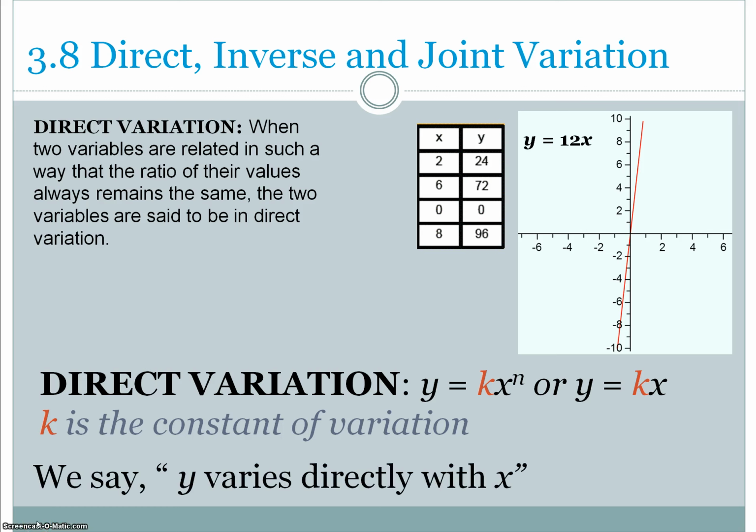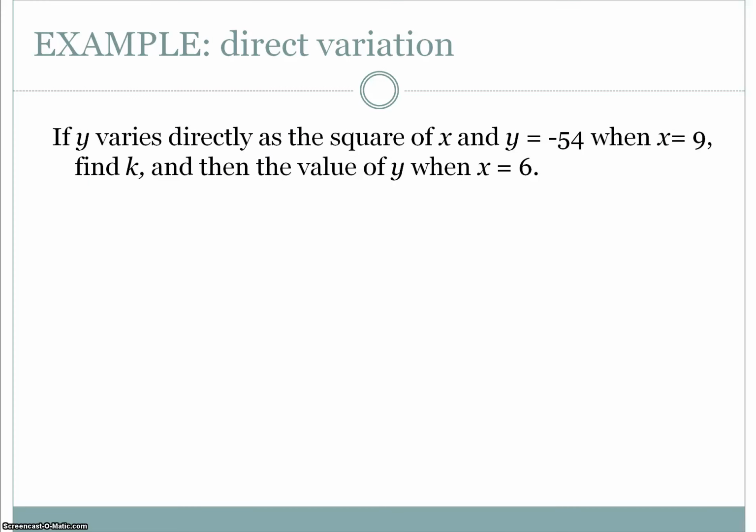When you see two variables that are in direct variation to each other, or you see an equation that looks like this one, then we would say y varies directly with x. So now that we have a definition for direct variation, let's take a look at an example. If y varies directly as the square of x, and y equals negative 54 when x equals 9, find k, and then the value of y when x equals 6.